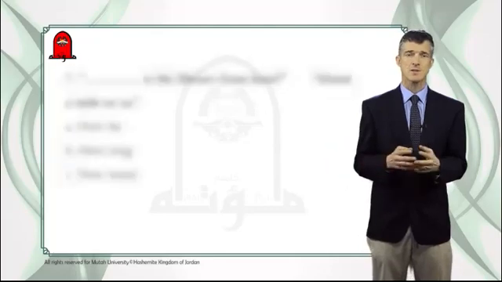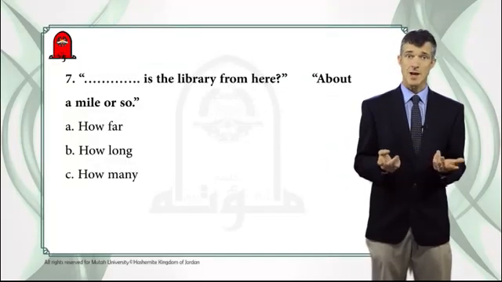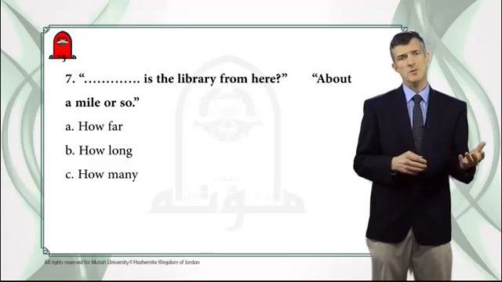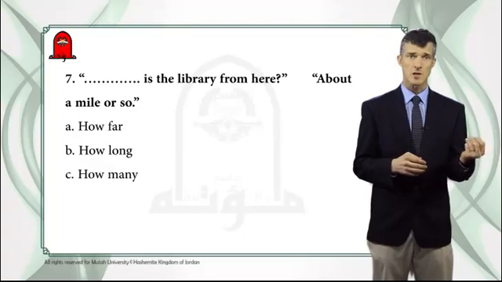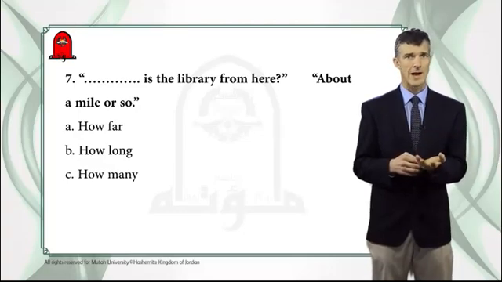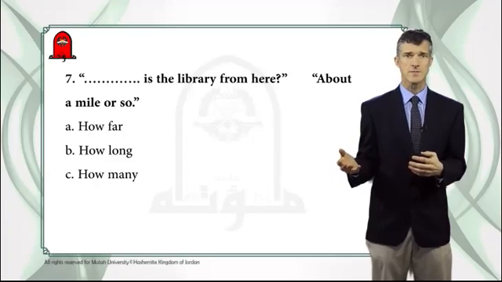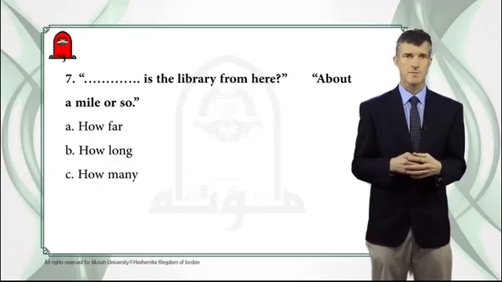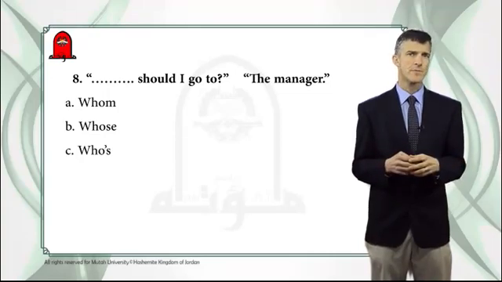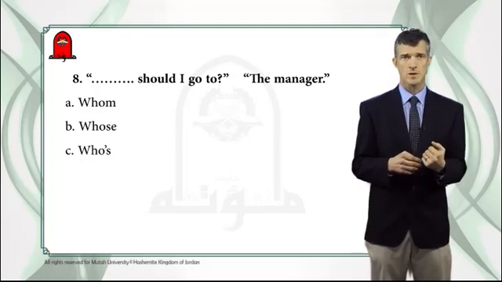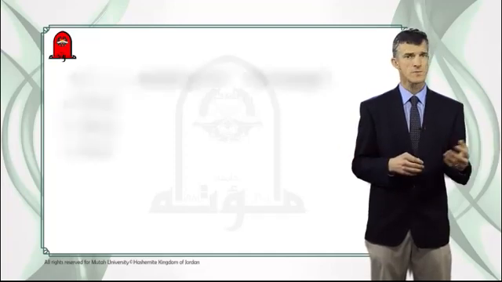Answer C. 7. Blank is the library from here? About a mile or so. A, how far? B, how long? Or C, how many? A, how far? 8. Blank should I go to? The manager. Is it A, whom? B, whose? Or C, whose? A, whom should I go to?